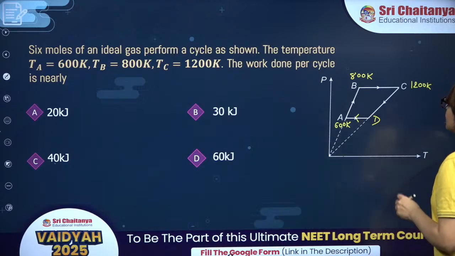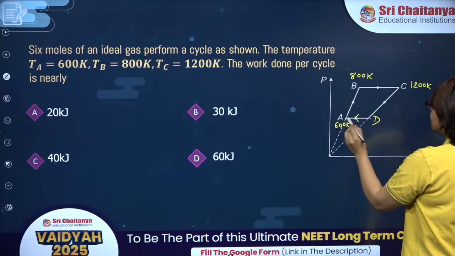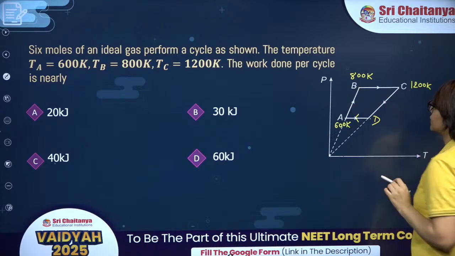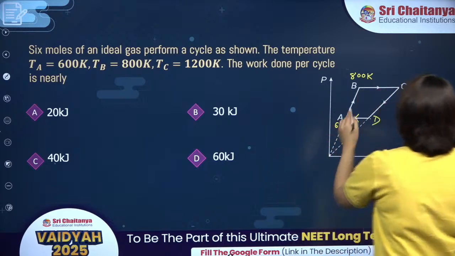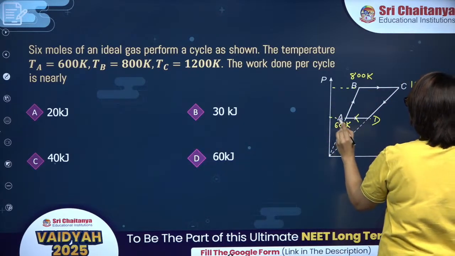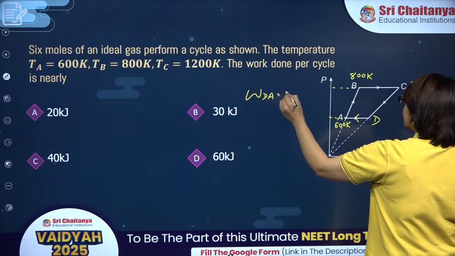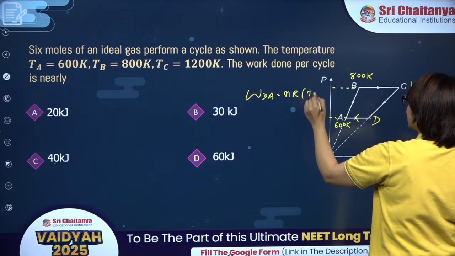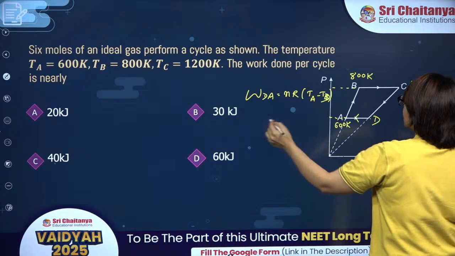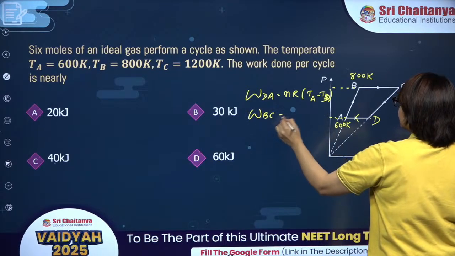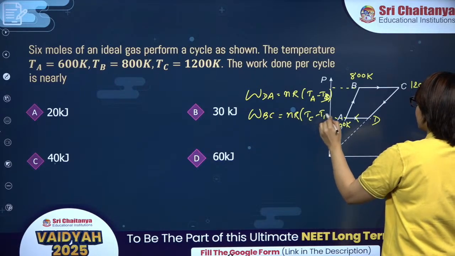All right, let's see. If you look at this, the DA process and BC process are happening at constant pressure, right? So these two are isobaric processes. Work done in the DA process is nR delta T, which is TA minus TD. And work done in the BC process is nR delta T, which is TC minus TB.